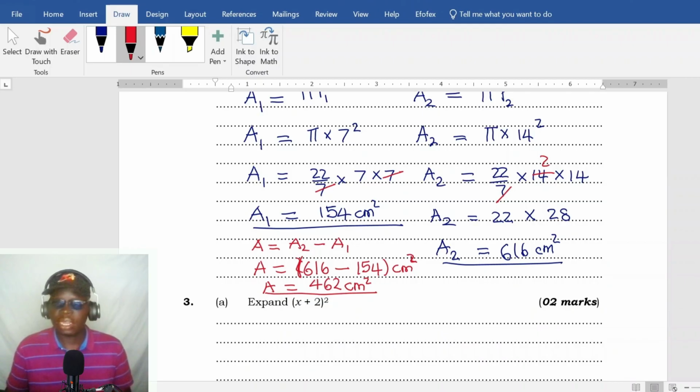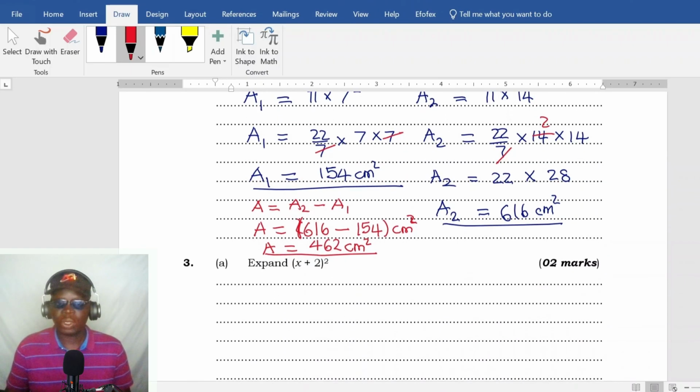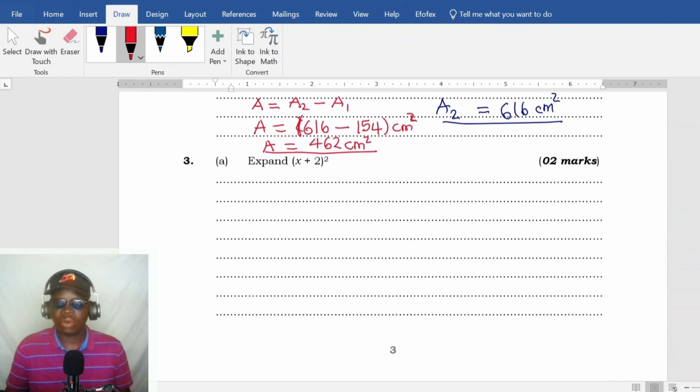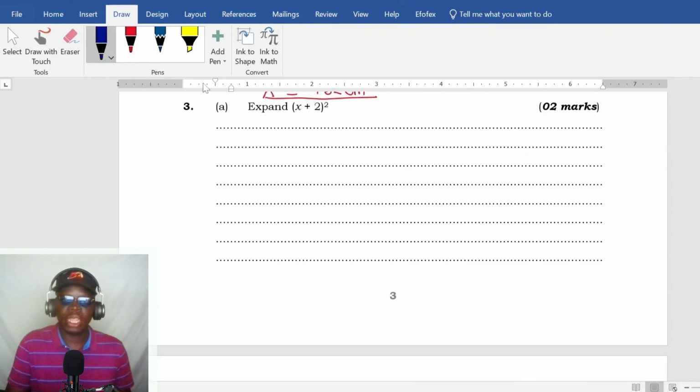Now lastly, let's take a look at our question number 3, and that is where we're going to end. 3a says: expand (x plus 2) squared. There are 2 ways in which we can work this out, and I'm going to show you both. So we have x plus 2, and this is squared. Let's pause a little bit.